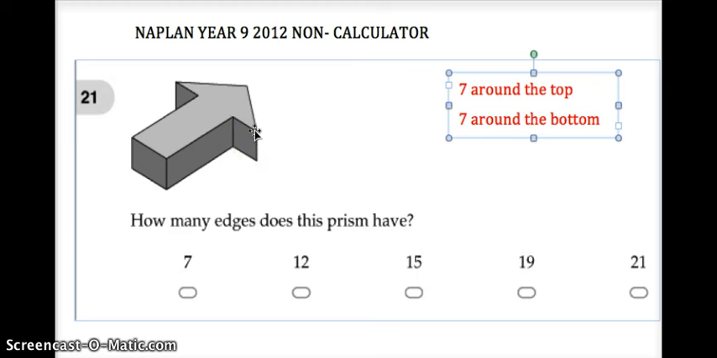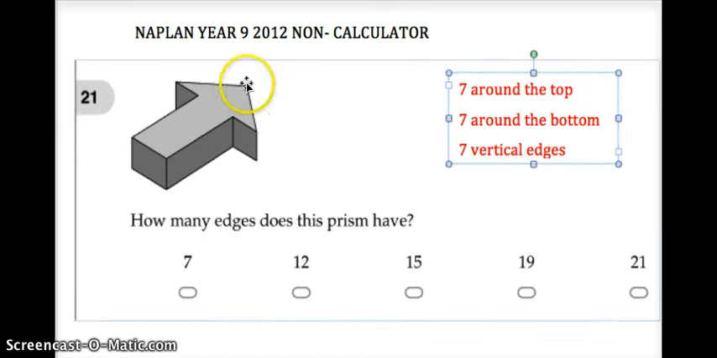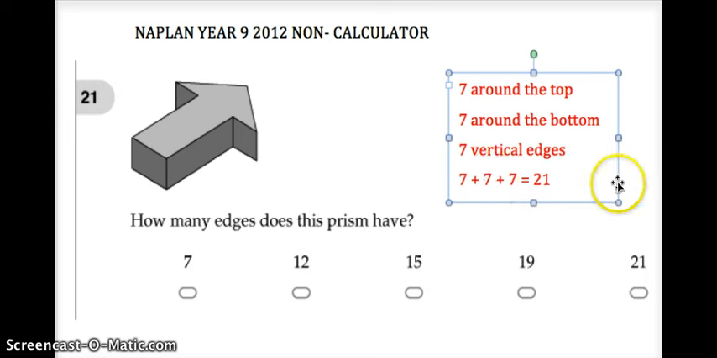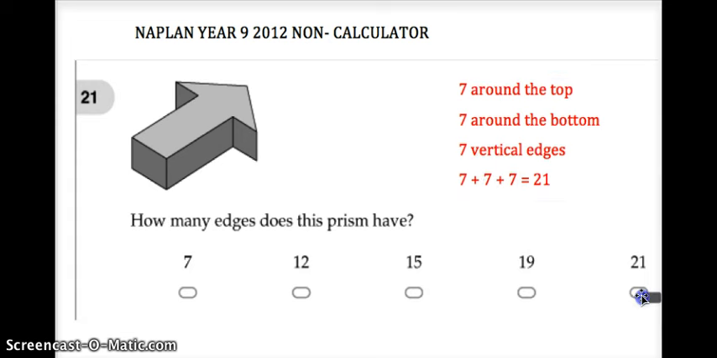So I've got an edge going down here, 1, 2, 3, 4. There will be an edge down here, but you can't see it. That's 5. There'll be an edge here. That's 6. And there'll be an edge going down here at the very top, which you can't see. That's 7 edges. So we've got 7 edges around the top, 7 edges at the bottom, and 7 vertical edges. So that will be all the edges that we have. So 7 plus 7 plus 7 is 21 edges in total.